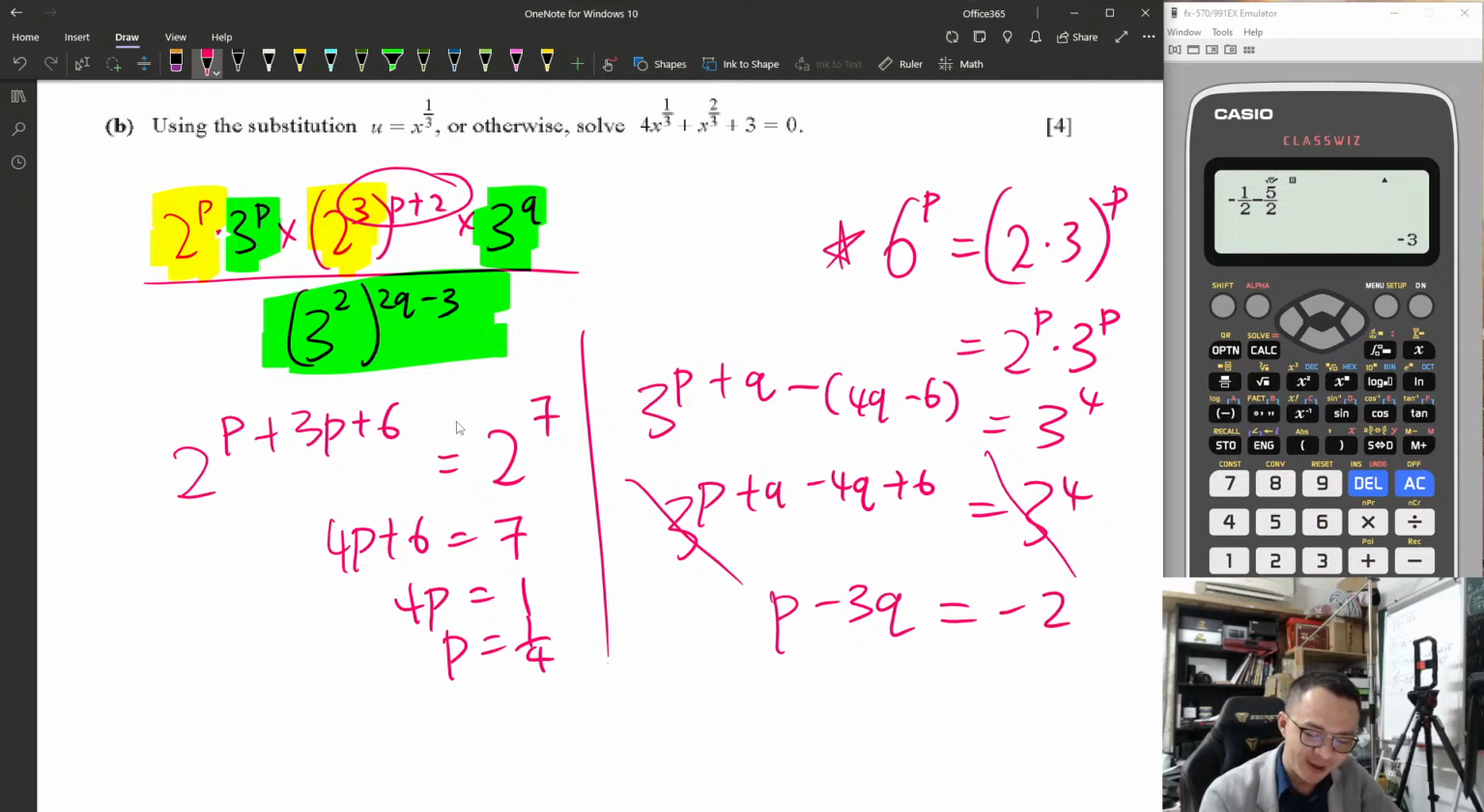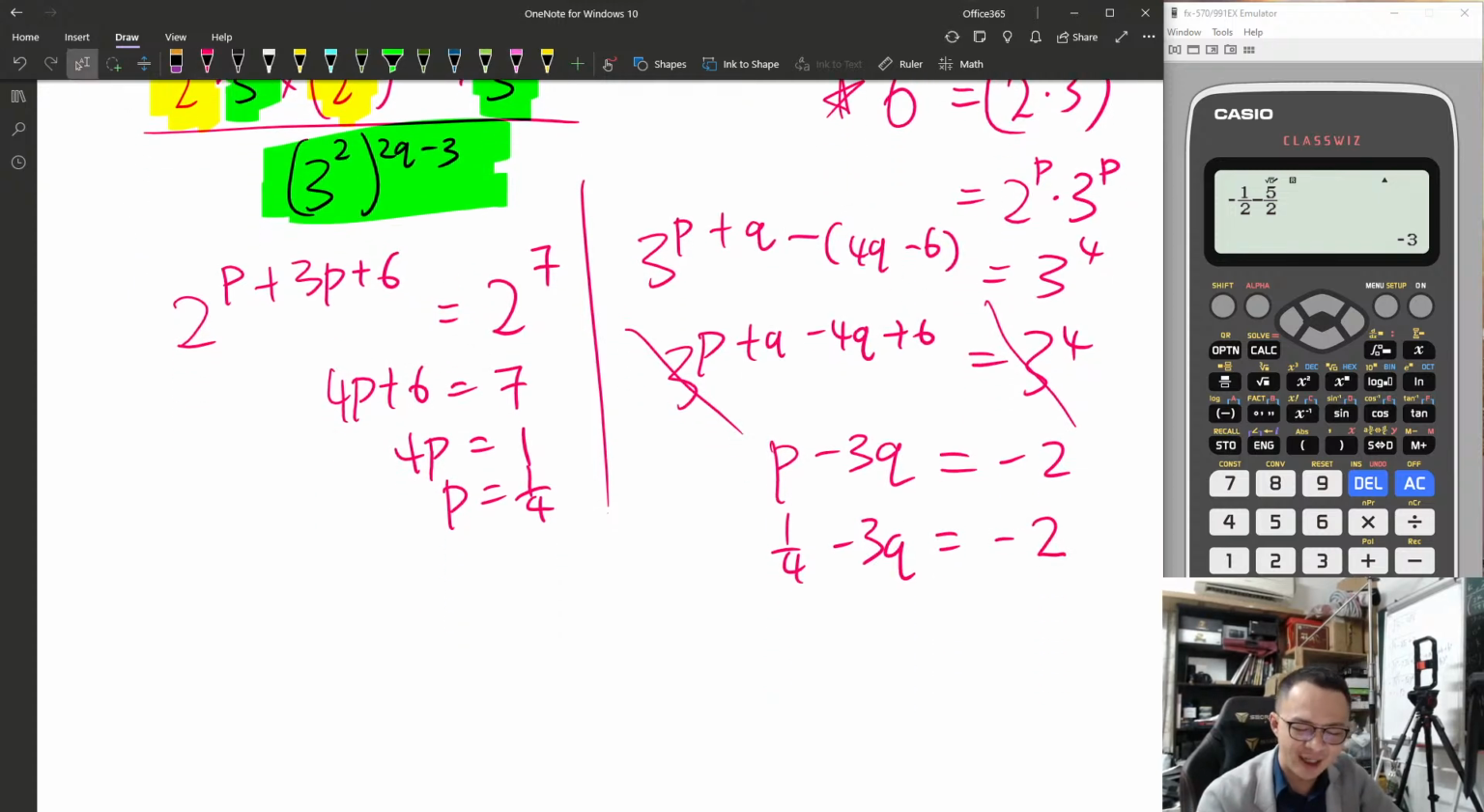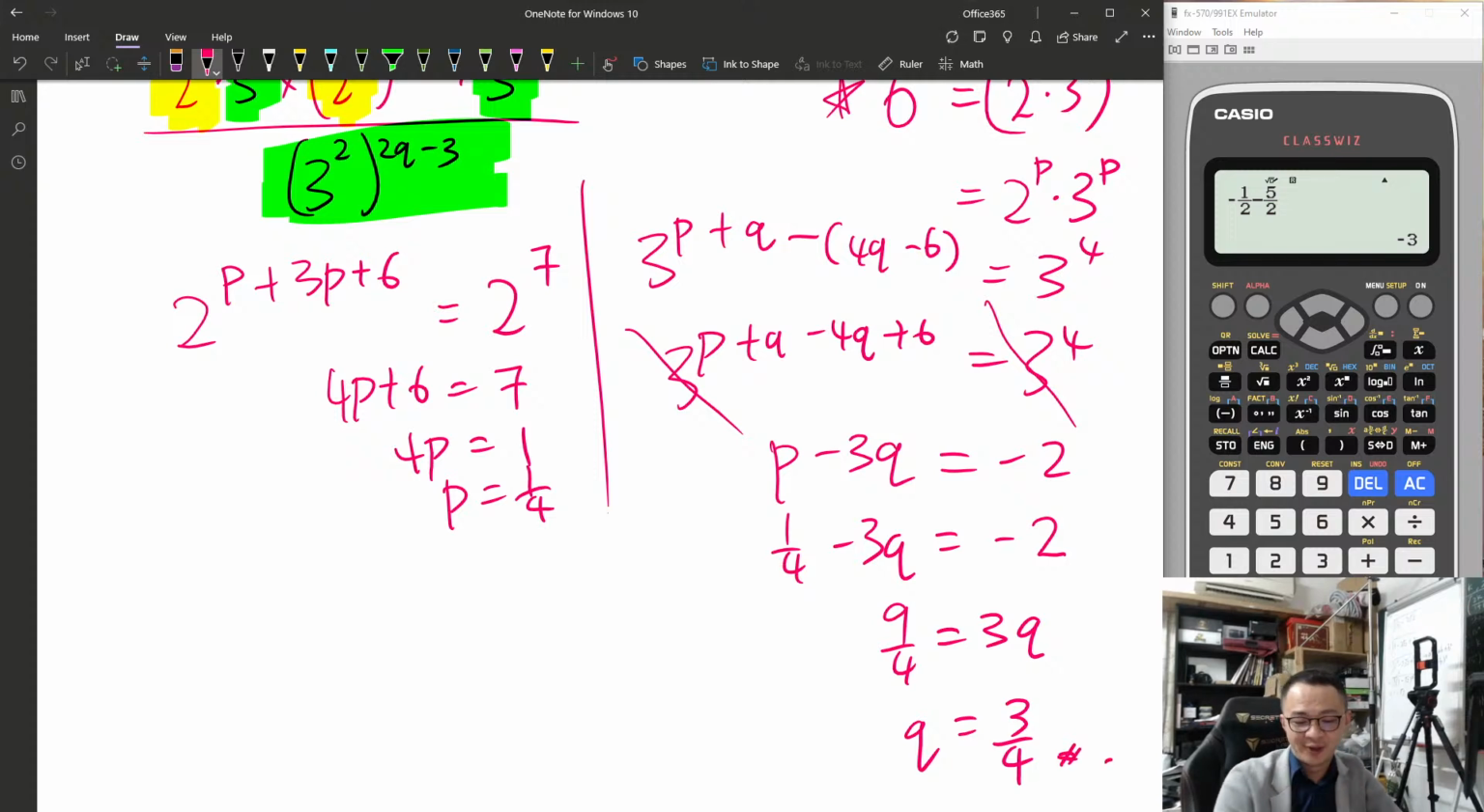I got p is 1 over 4. 3q equals to negative 2. Yeah, kind of need to solve this one. So this is 9 over 4 equals to 3q. Then q is 3 over 4. Okay, you just solve manually. I hope I didn't make any silly mistake here.